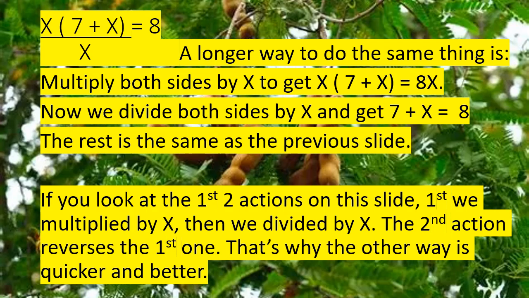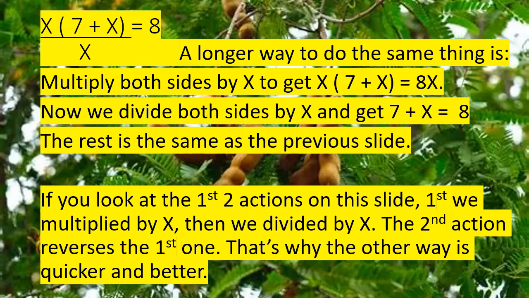Now, same equation here. x(7 plus x) over x equals 8. A longer way to do the same thing. You can multiply both sides by x. So on the left, we'd get x(7 plus x), and we would lose the x on the bottom. On the right, we would get 8x. Now we divide both sides by x, and we get 7 plus x equals 8. And the rest of this method is the same as the previous one.